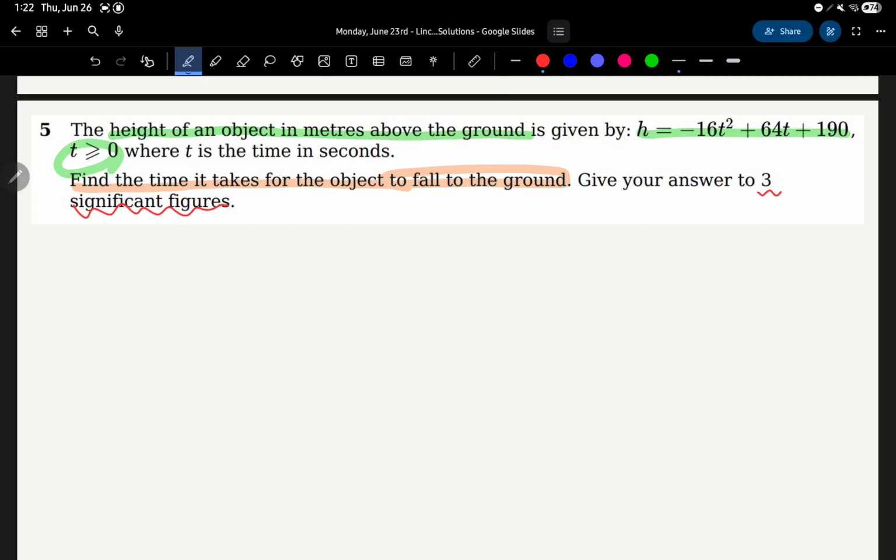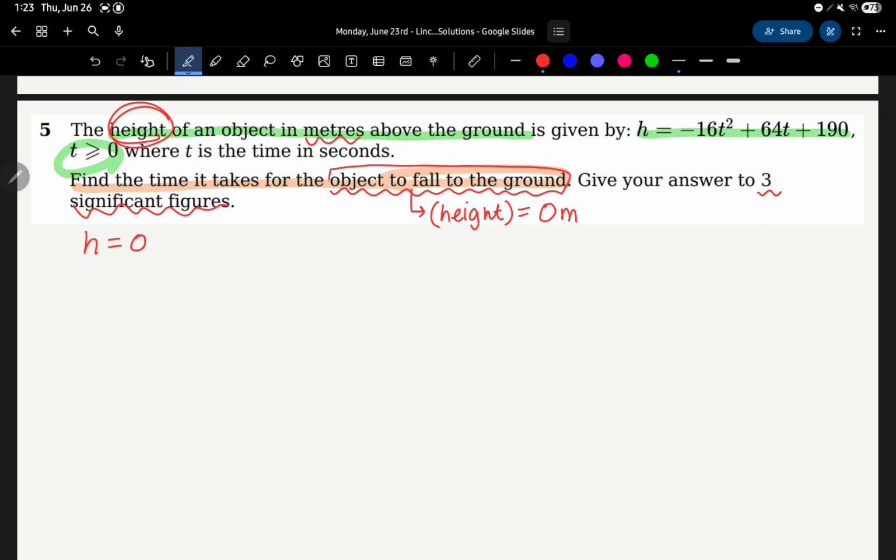So, okay, we need to first understand what this is saying. It says we need to calculate the time of when the object falls to the ground. And we only know an equation about the height. What type of information do we have to get in order to calculate when the object is gonna fall on the ground? Think about it. When the object is on the ground, what is the height of the object above the ground? It's gonna be 0 meters, right? Because it's in meters. So the h is gonna be 0.